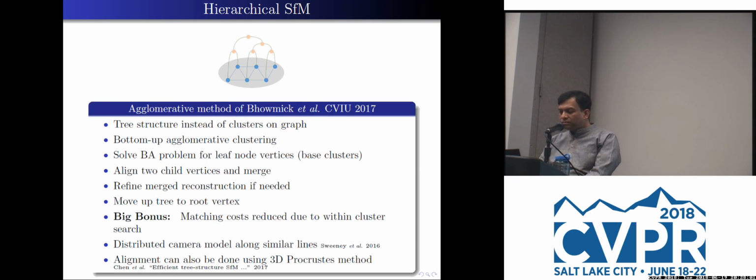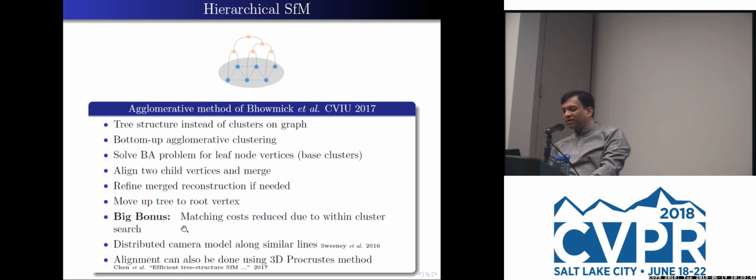Okay, so the obvious extension of this idea, which is what we did, this came out last year, is an agglomerative method. So you think of the view graph at your base plane, where there are individual cameras, and then you build it up bottom up. So you take clusters, you solve them, and then you move up the tree. Think of it as a hierarchical tree, right? So you take 2 leaf vertices, which are sub-problems, solve them, and then align them. And then if you feel like, you can do a refinement, right? And then you can just move up the tree and you can be done.